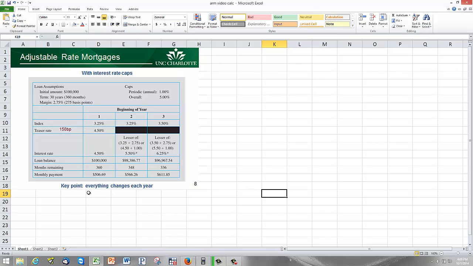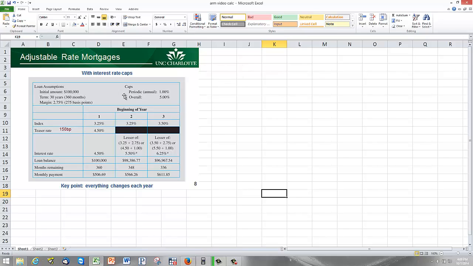As it notes down here, the key point with the ARM is that every year everything changes about the mortgage, so when we recompute our payment, we have to basically recompute a bunch of different things, because the remaining loan amounts and terms like that are the things that are used going forward.